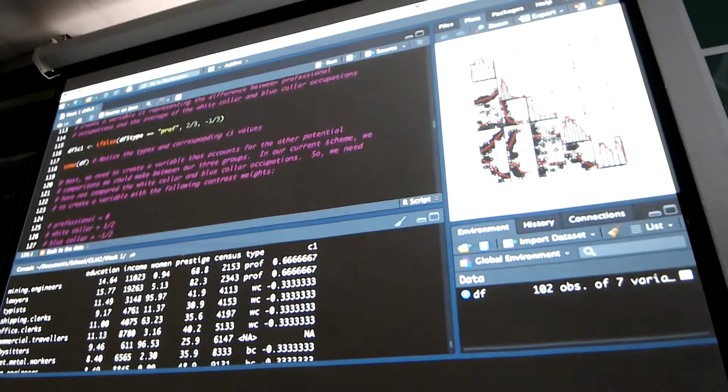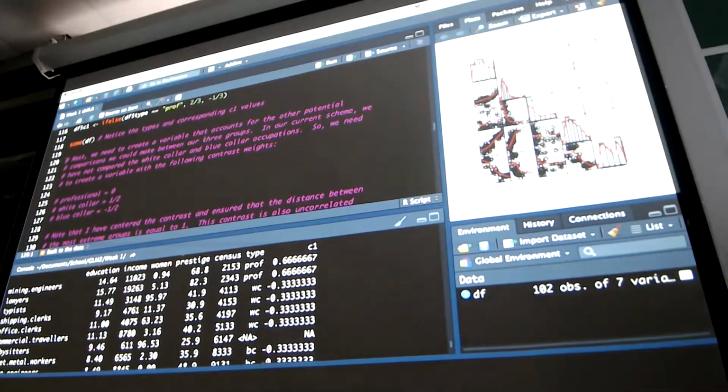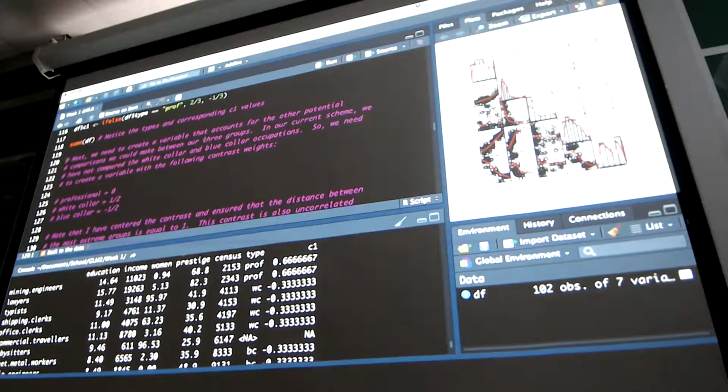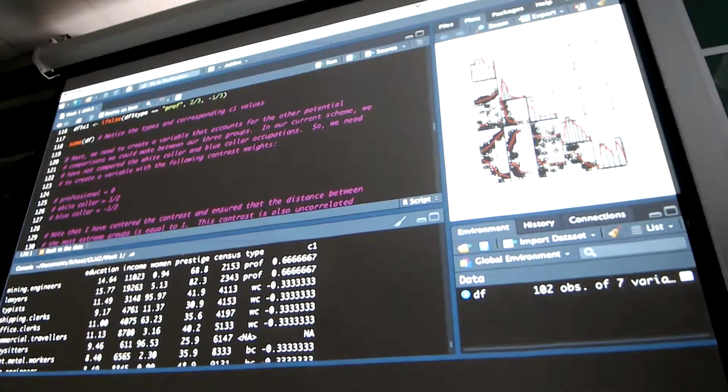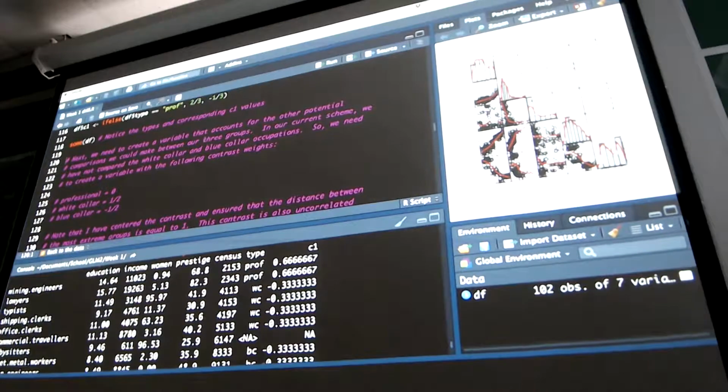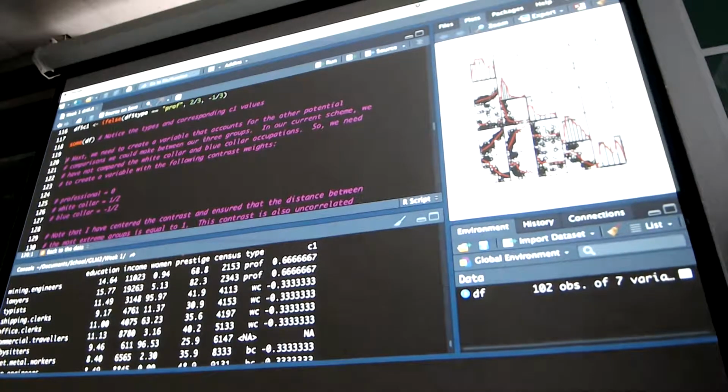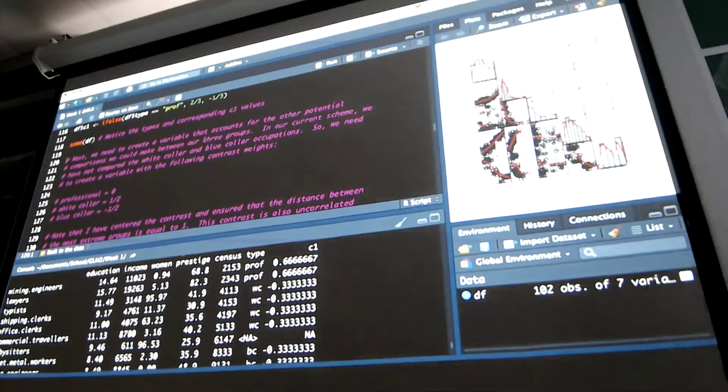So then we need to create a second contrast to account for the comparison between blue-collar workers and white-collar workers. In that first contrast, what we're saying is we're comparing professional workers to the mean of blue-collar and white-collar workers. Now we want to see, but what about amongst blue-collar workers and white-collar workers?